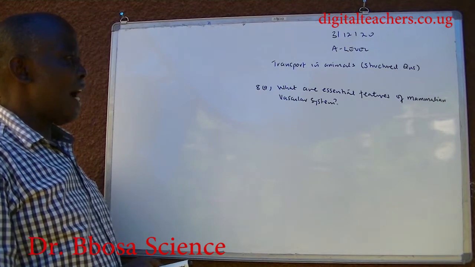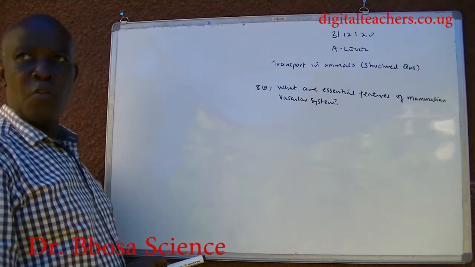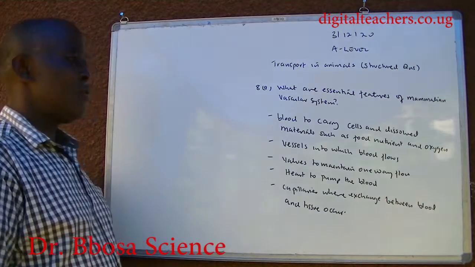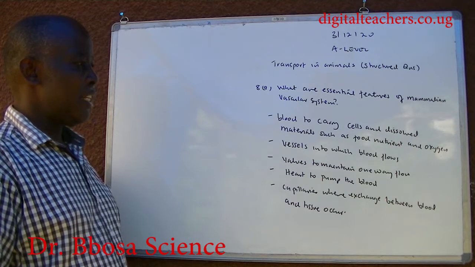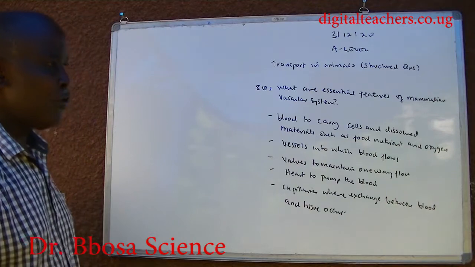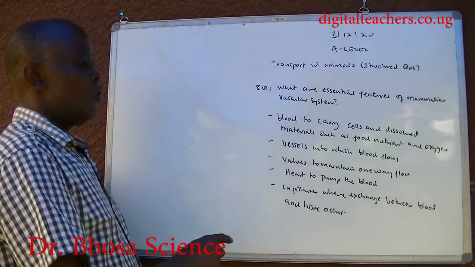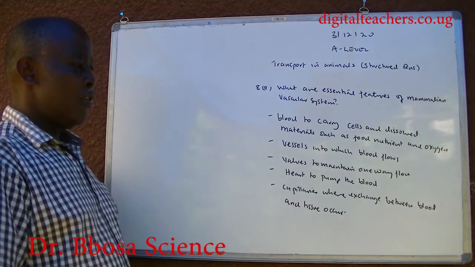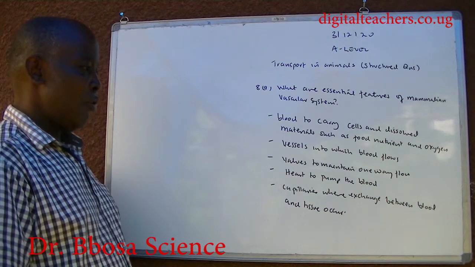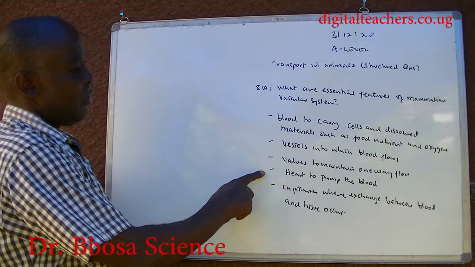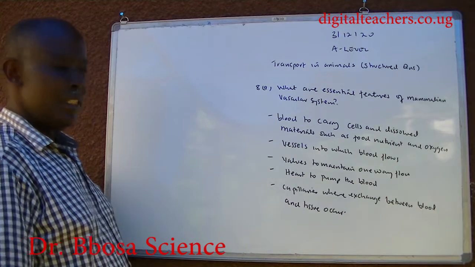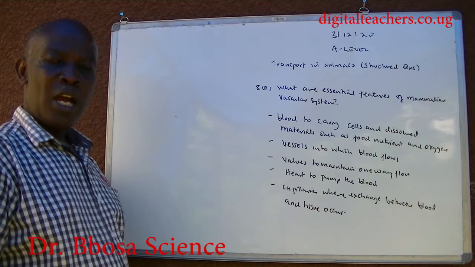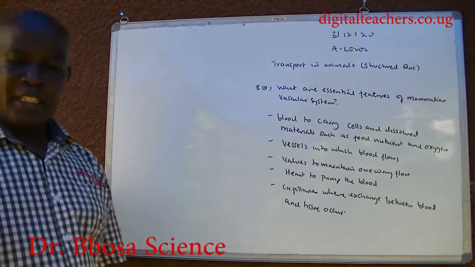Number 8a, what are essential features of a mammalian vascular system? 1. Blood to carry cells and dissolved materials such as food, nutrients, and oxygen. 2. Vessels into which blood flows. 3. Valves to maintain one-way flow. 4. Heart to pump blood. 5. Capillaries, where exchange between tissue and blood occurs.